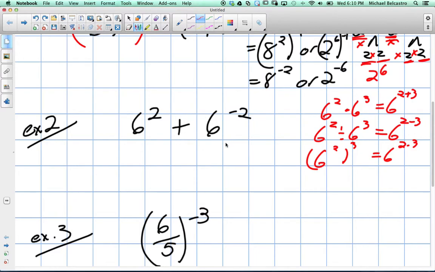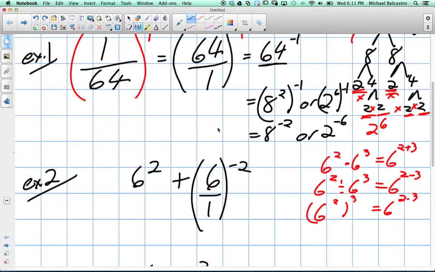Because it's added, there's nothing I can do here. But how can I make this a positive exponent, this 6 to the power of negative 2, divided by 1? Think of it like this. It's divided by 1, that's right. And how do I make this exponent positive? What do I do to that fraction? 6 times negative 2? Well, we don't bring it in because the exponent here is technically 1.